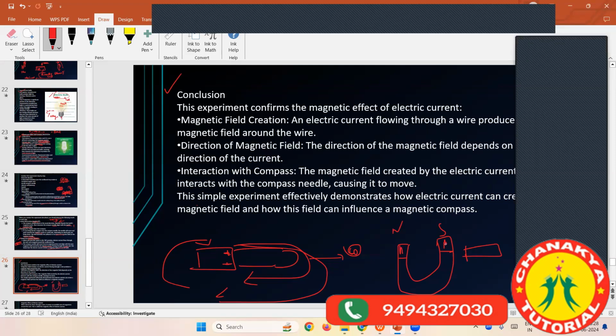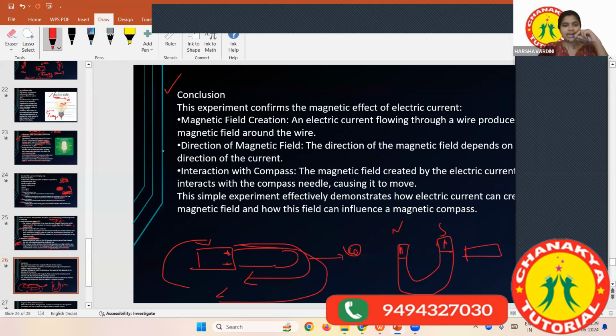Ma'am, when I first saw the horseshoe magnet, I thought it was so powerful. Like in cartoons they show, ma'am, if we hold a horseshoe magnet, everything comes to us. No, that's just a cartoon. Yeah, ma'am, that was just used for cartoons. That's not true actually.